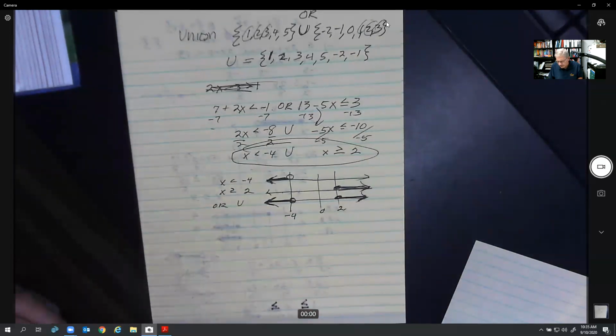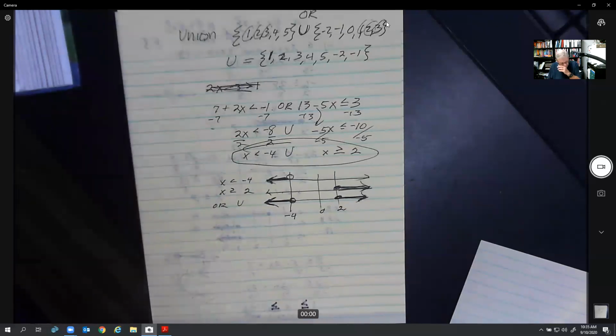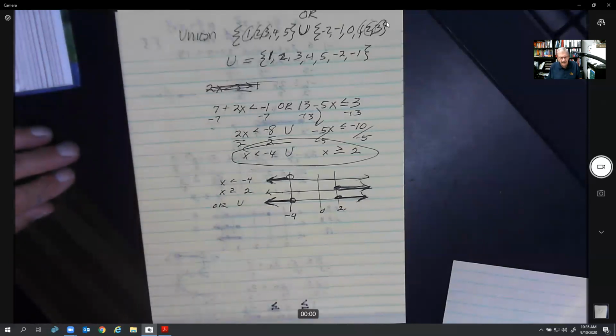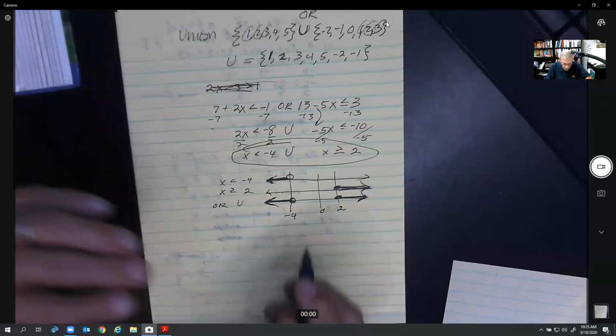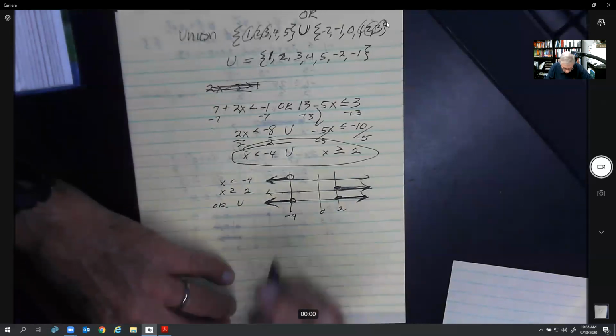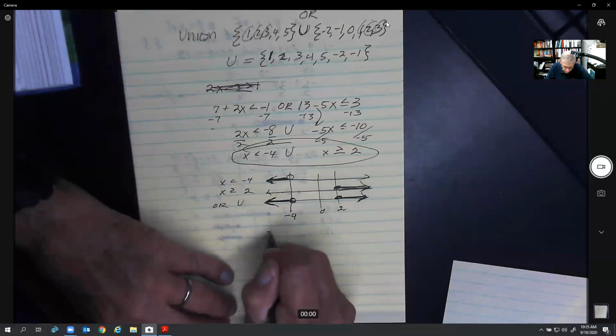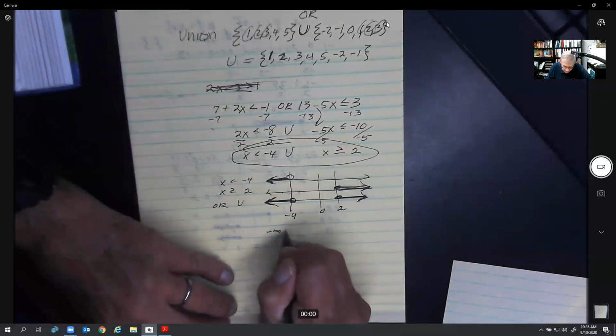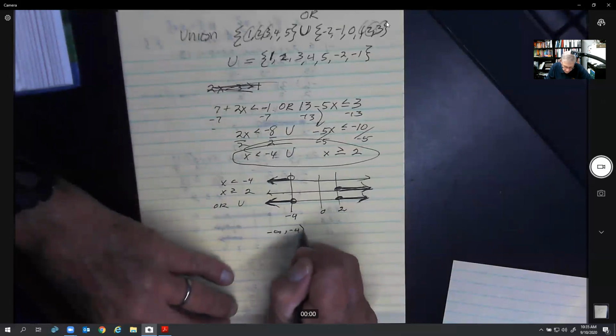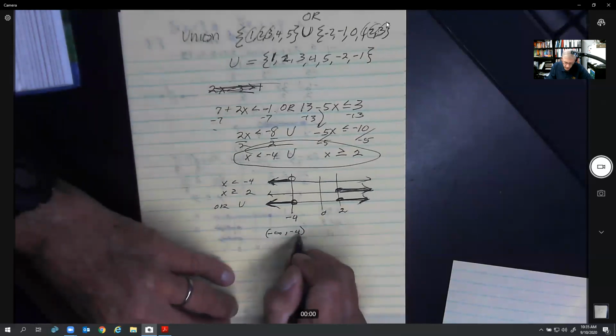So I know you're getting ahead of me. You're saying, oh, Mr. Mitchell, how do we write that in interval notation? Well, in interval notation, it would look like this. Negative infinity to negative 4, and then it's close to negative 4. It doesn't quite hit it.